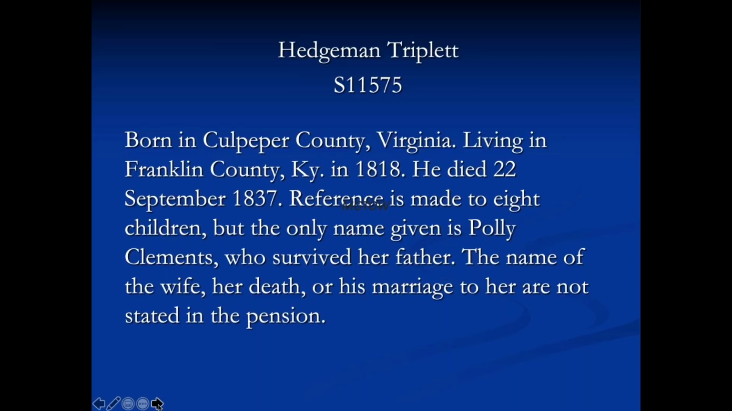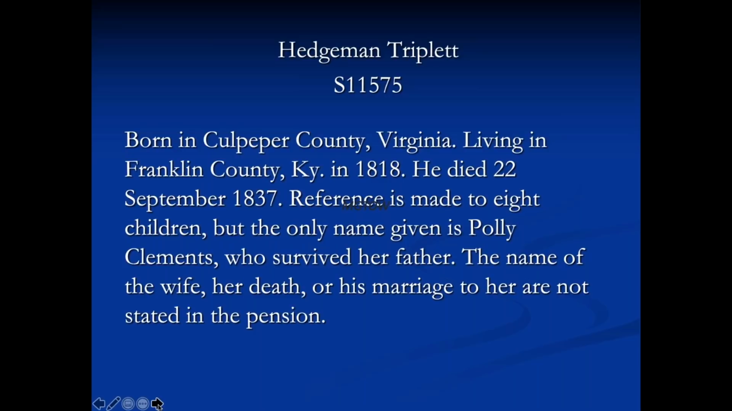Hedgeman Triplett is a Virginian. He's born in Culpeper. He's living in Franklin County, Kentucky in 1818. He applies under the Act of 1818. He does get a pension. He dies in 1837. His pension refers to 8 children.